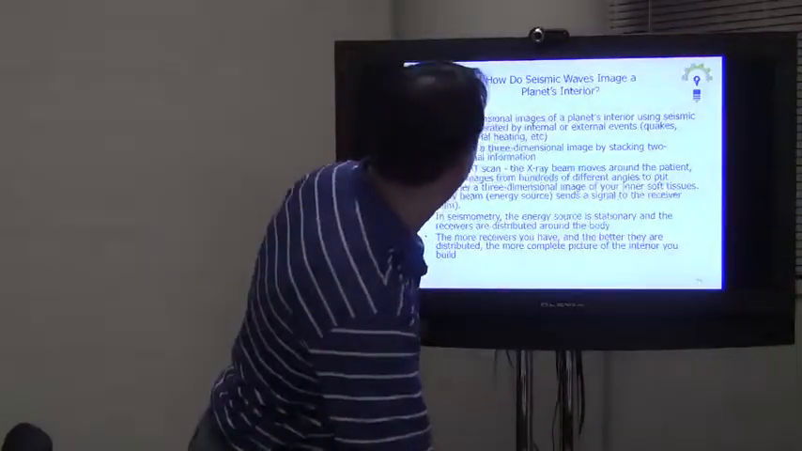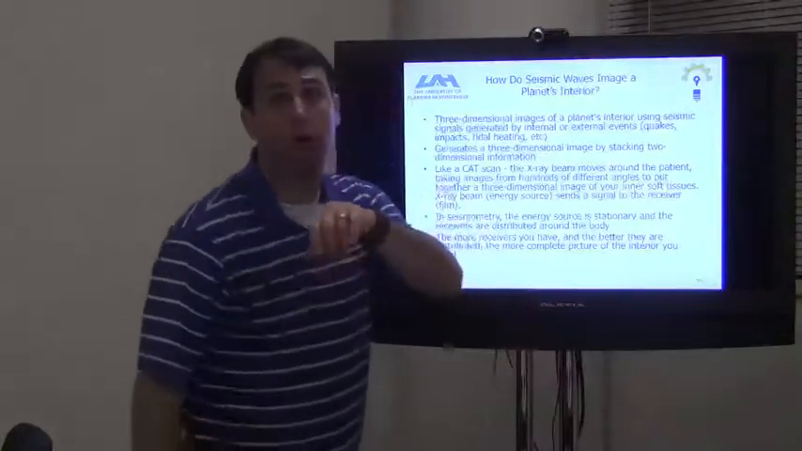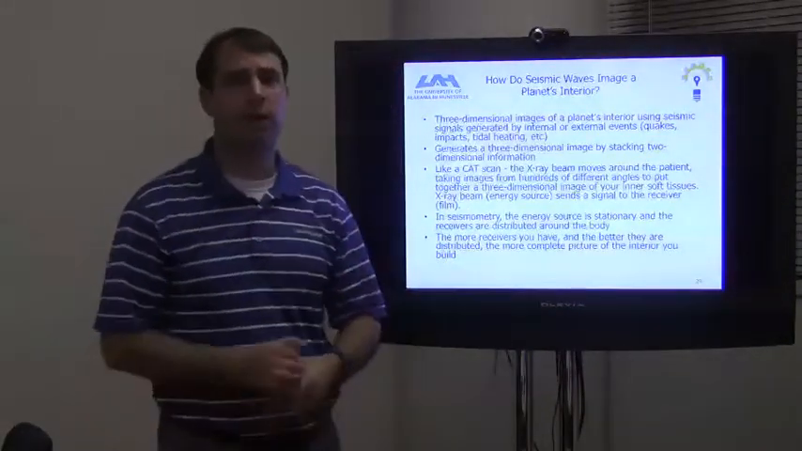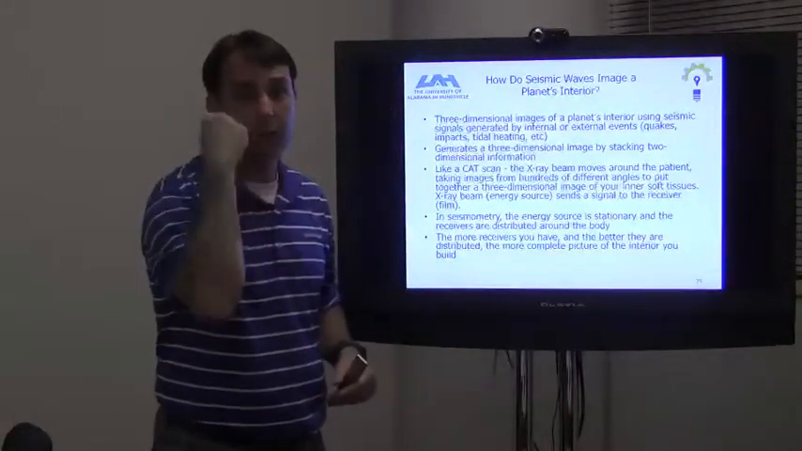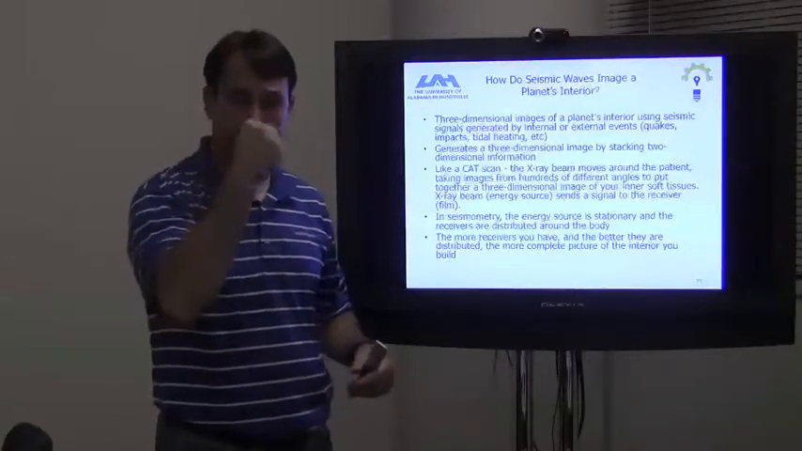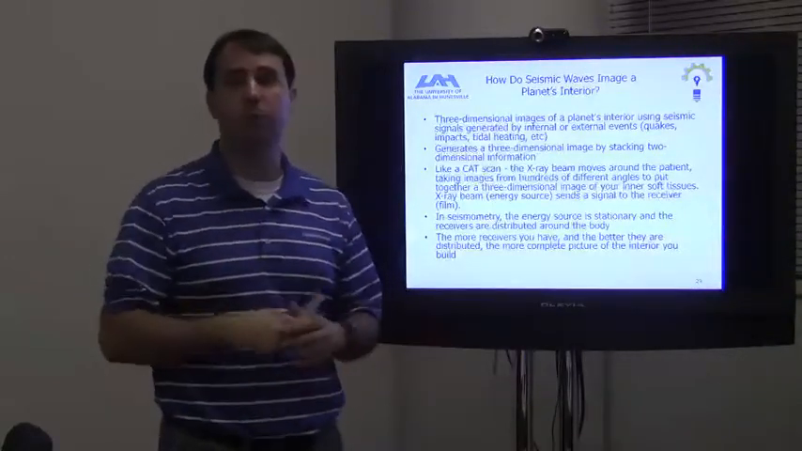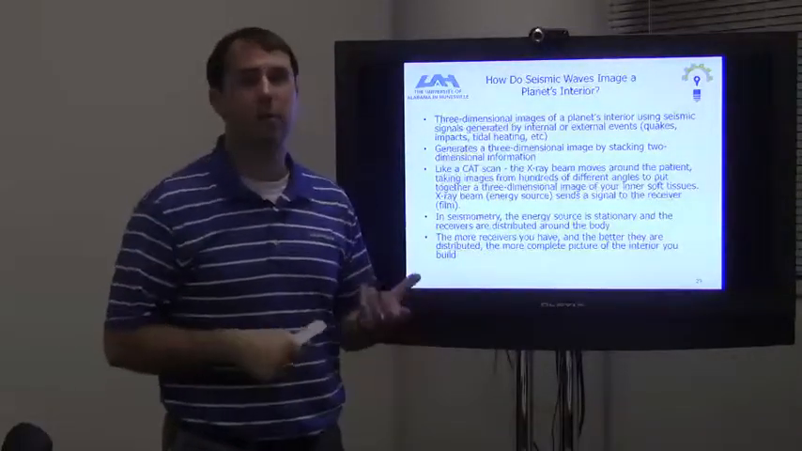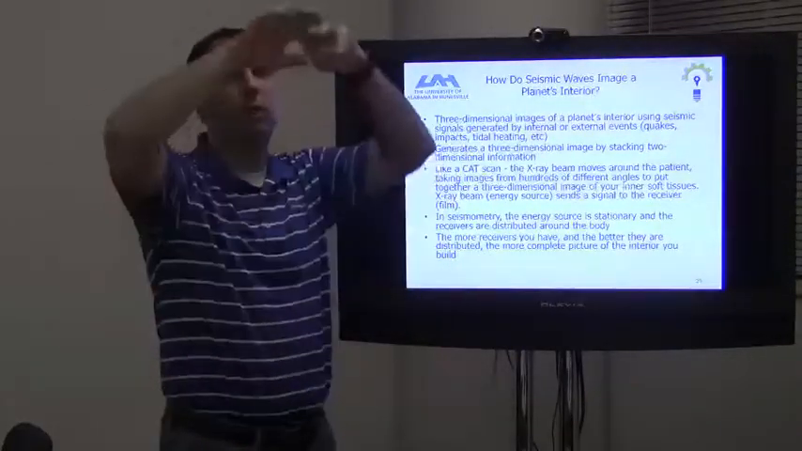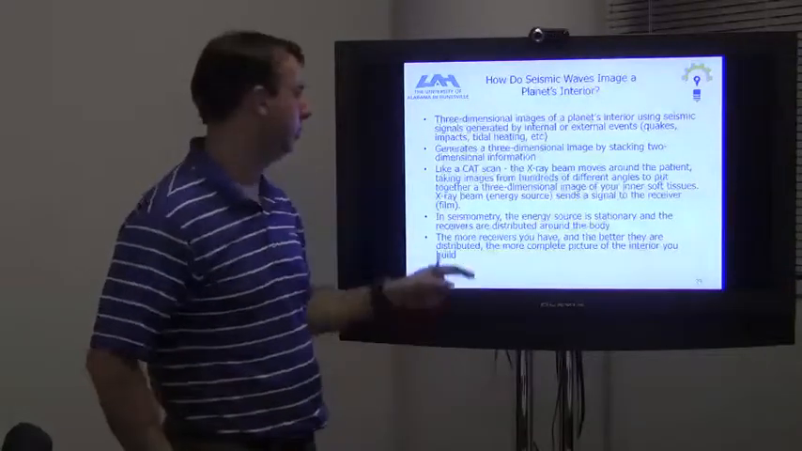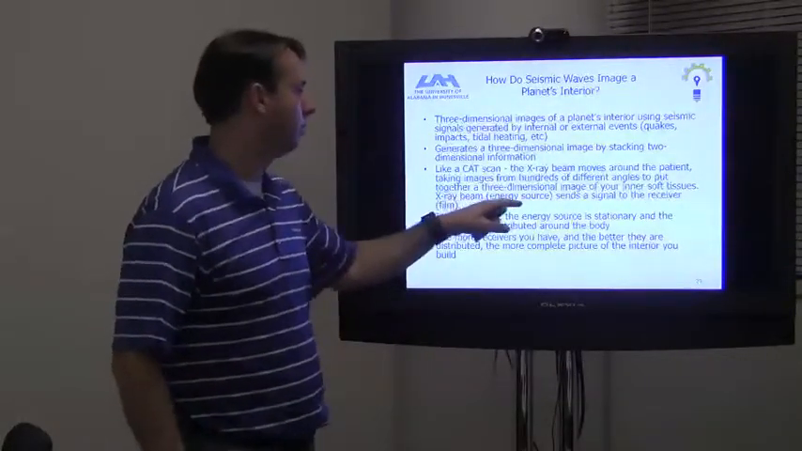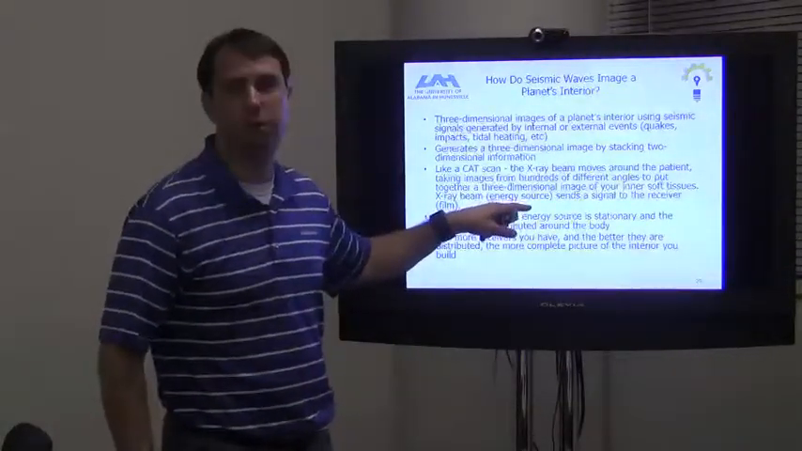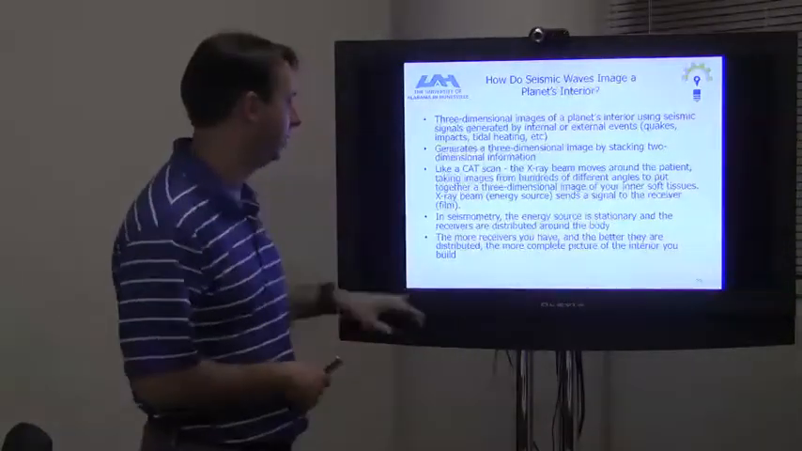Now it's the exact opposite for earthquakes. There's one energy source. The quake is the energy source, but what we do is we have seismometers all over the planet, and those are the receivers. So one quake, multiple receivers, as opposed to multiple energy source locations and one receiver. So it's the exact opposite.